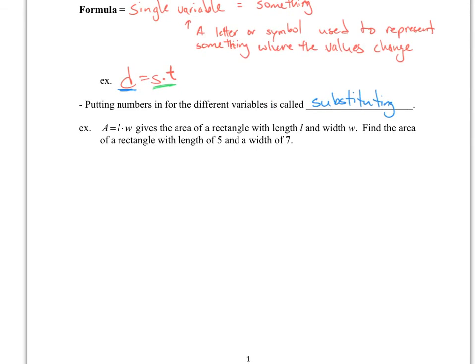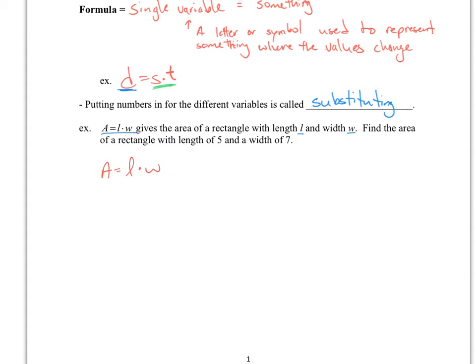So an example here of a formula, a very common math formula, is that of area of a rectangle. So area equals length times width here. It gives the area of a rectangle with length L, width W. Find the area of a rectangle with length 5 and width of 7. So what we're going to do, we're going to write our formula down. Area equals length times width. I use a cursive L. That's typically what you'll see in math to distinguish it from the number 1.